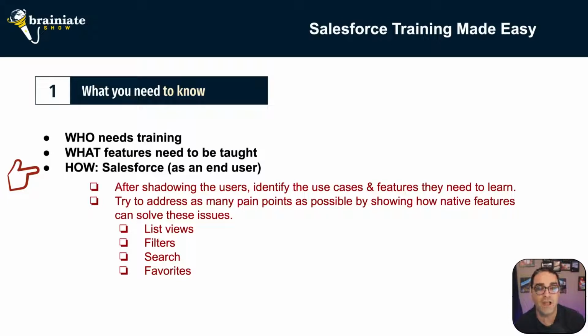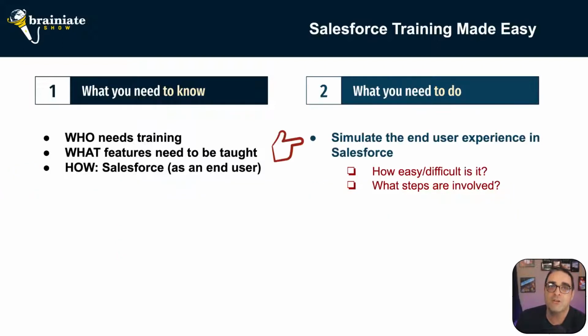You need to do this before you ever get in the front of the room in order to do the training. Now, at the same time, as you are silently playing the role of the typical end user, you need to try to address as many of the pain points as possible by showing how native features can solve these issues. And a lot of times, most of the time, they can be solved by list views, by using filters, by doing search, by just knowing how to use favorites. So you need to look for some of these opportunities to address some of the pain points. Those are the things that you need to know before you get in the front of the room.